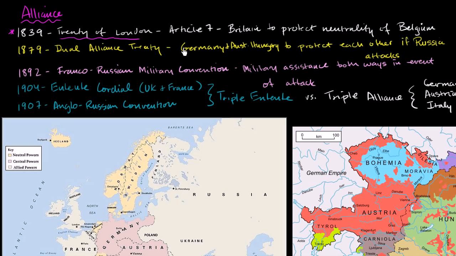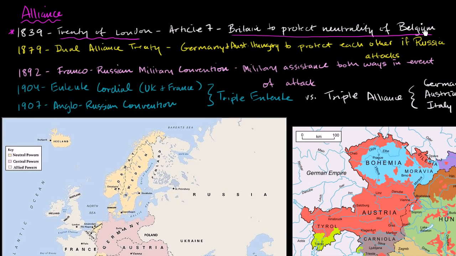The Treaty of London did many things, but Article 7 is what's relevant to the beginning of World War I, where Britain agrees to protect the neutrality of Belgium. And if you're skeptical, you might say, hey, this is a 75-year-old treaty. Why does this matter anymore? And that actually would be a good question.